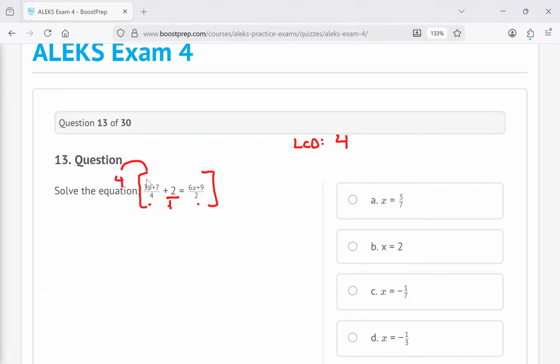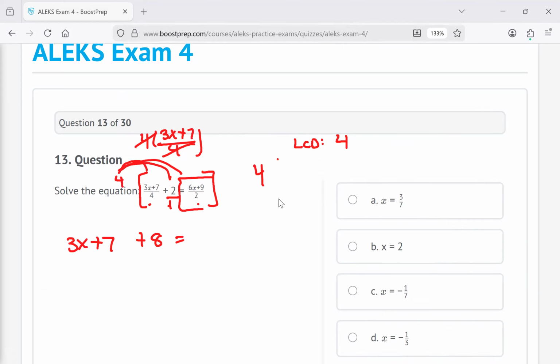So starting with the left side, what's 4 times this? What is 4 times (3x + 7)/4? The 4's disappear, so you're just left with 3x + 7. Okay, what is 4 times 2? 8. What is 4 times this whole thing? So it's 4 times (6x + 9)/2. And then 4 divided by 2 is 2. That gets rid of the fraction. And now, as you can see, we got rid of the fractions.